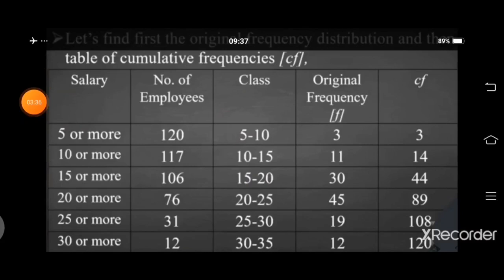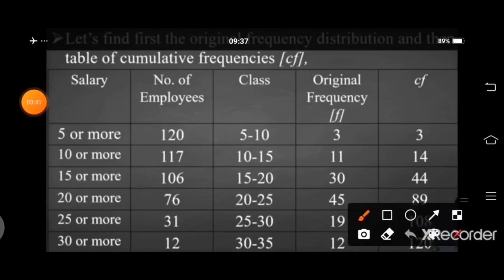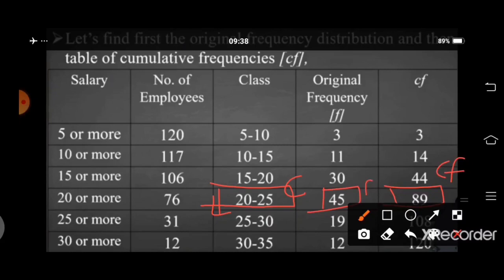The 60th observation will come here, in more than 60, 89. So the class for that is 20 to 25. Now, this is our lower limit. Class length is our 5. Then CF would be 44. Our frequency F equal to 45.